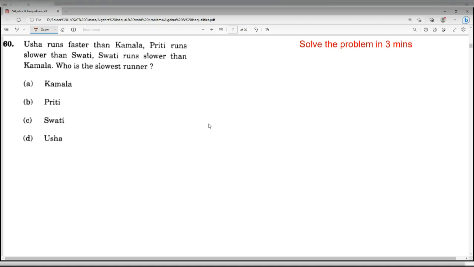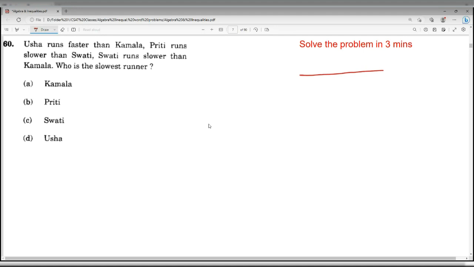They are saying that Usha runs faster than Kamala. Preeti runs slower than Swati. Swati runs slower than Kamala. Who is the slowest runner? You can solve this in 2 ways. Both are the same, but one way is writing the notation greater than or smaller than. Another way is using the number line. I'll try to show you both ways.